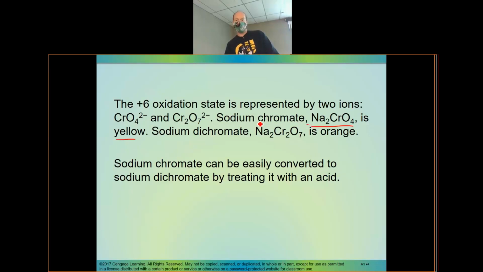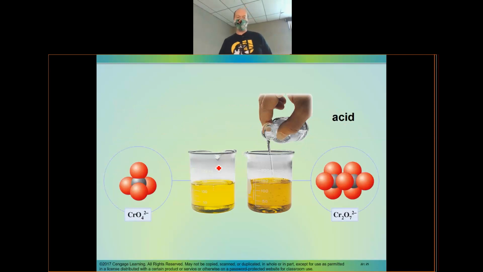And two very common chromium compounds are sodium chromate, which is yellow, and sodium dichromate, which is orange. This is what we used in our oxidation reduction titration. That was our orange solid. You can convert the sodium chromate to the dichromate by treating it with acid, which they show here. So if you have your chromate, which is yellow, you add your acid, and this will turn the orange dichromate color.